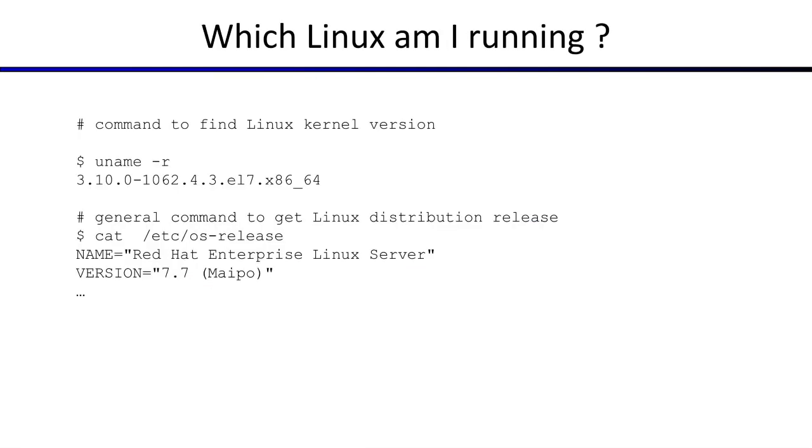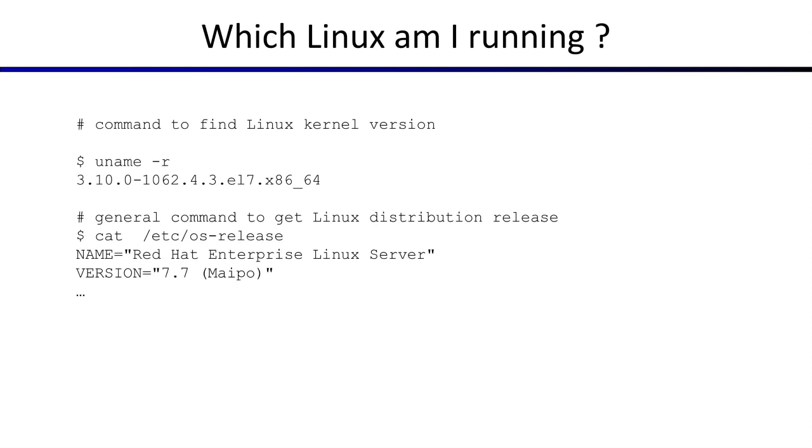So how do you tell which Linux you're running? Well, here is a simple command. You can do uname space -r. It will tell you the Linux kernel version that you're running. You can also do a cat of /etc/os-release, and that will tell you the actual distribution that you're running and the distribution version. So these are standard commands available to you. Your distribution may have something more specific to help you with what version they're running, but these generally should run on the major distributions.